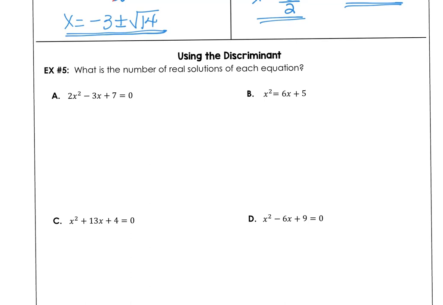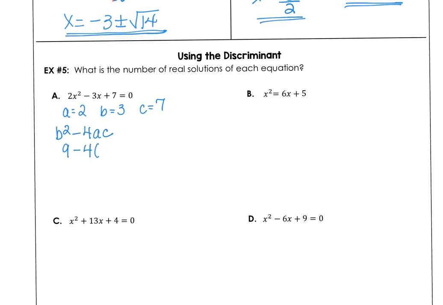So let's practice with the discriminant here in example 5. We know a is 2, b is negative 3, and c is 7. So we want to know the value of b squared minus 4ac. So 3 squared is 9. I think I'm just going to write 9.